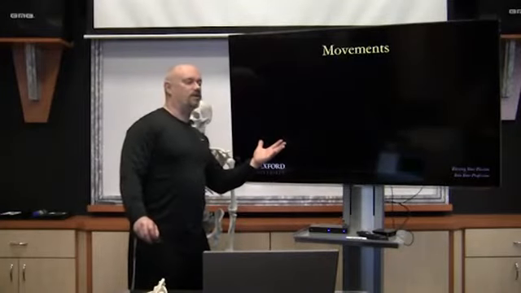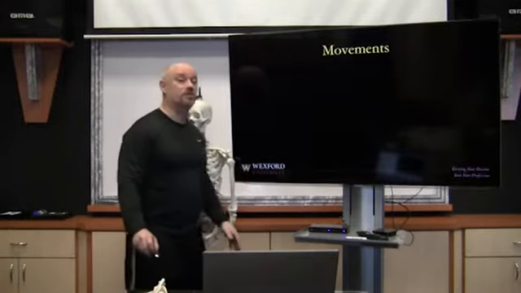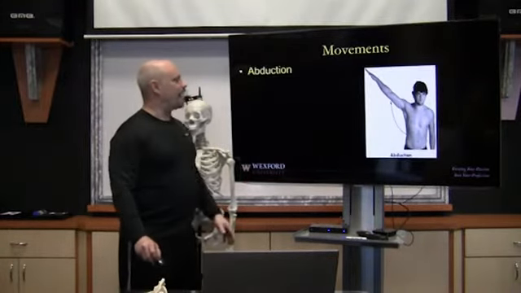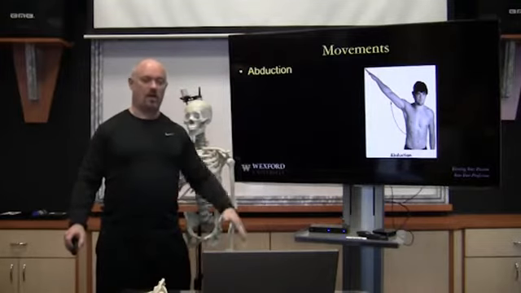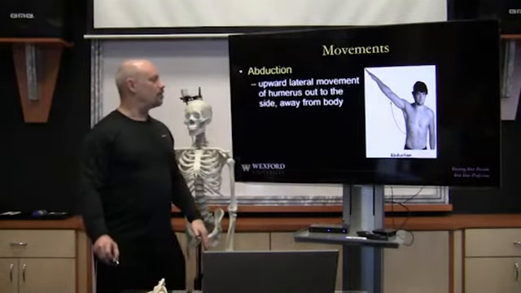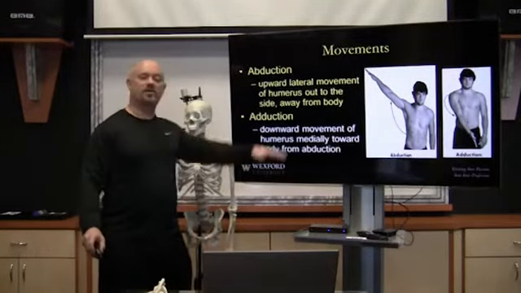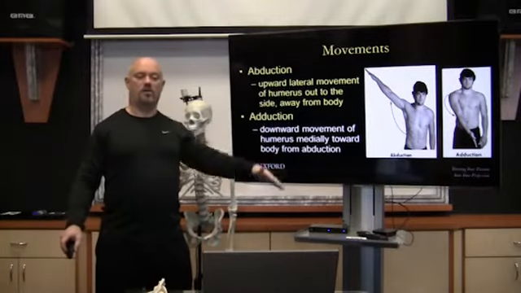Now with all the previous information, let's look at the movements of the shoulder joint. We have abduction, which is moving away from the body: upward lateral movement of the humerus to the side and away from the body. And we have adduction, which is the arm moving toward the midline.